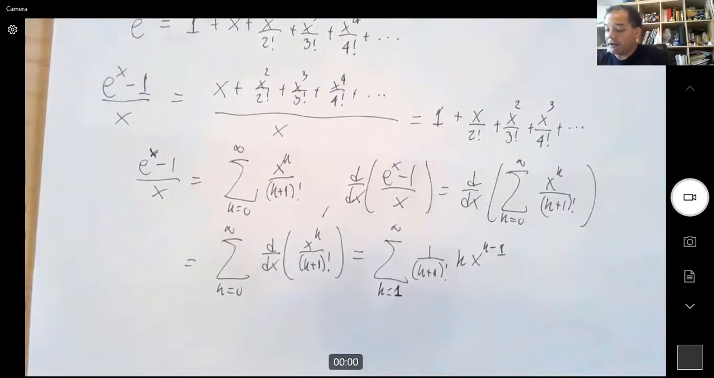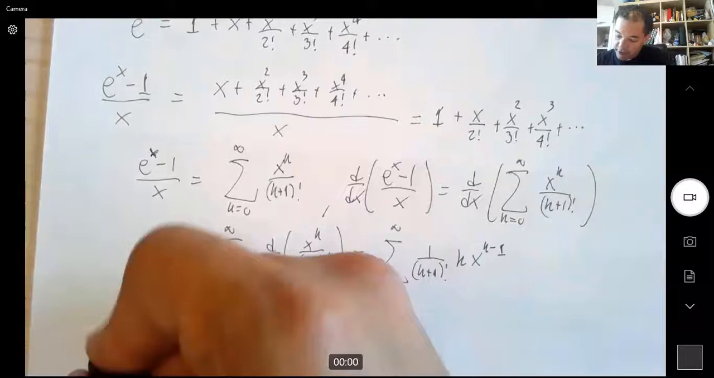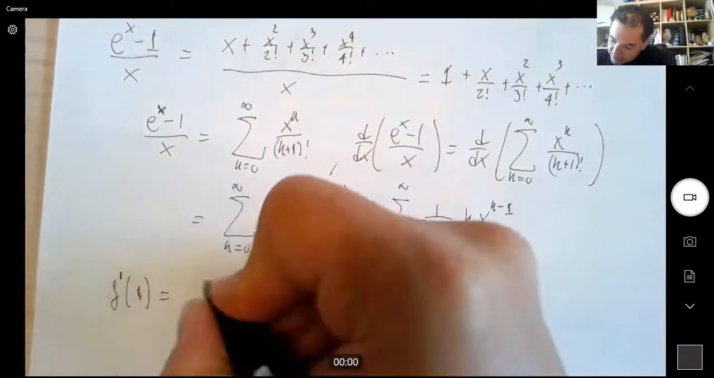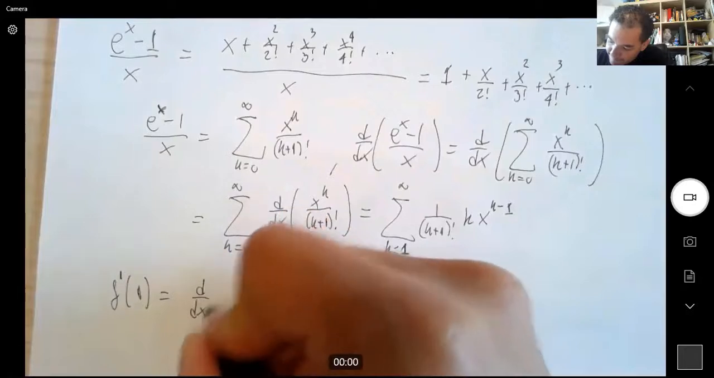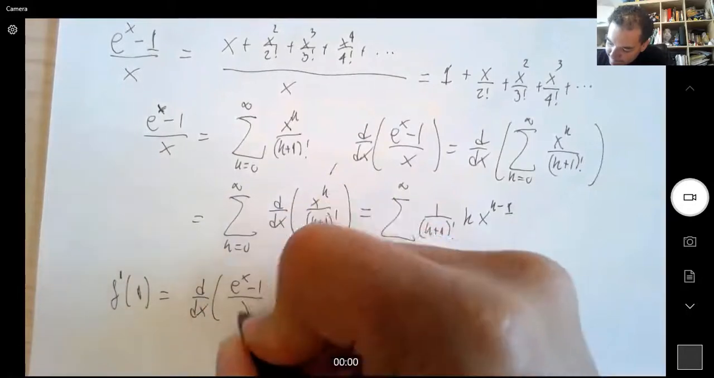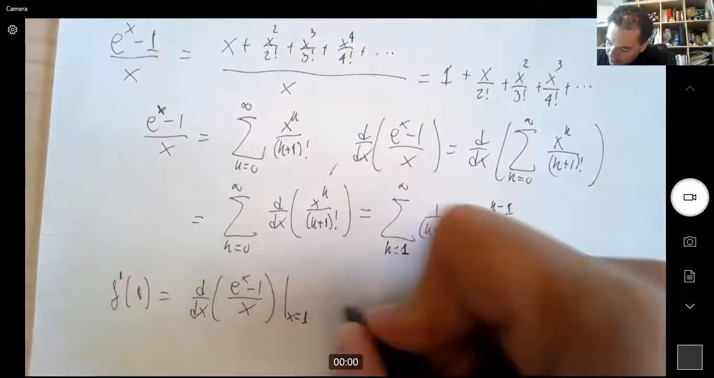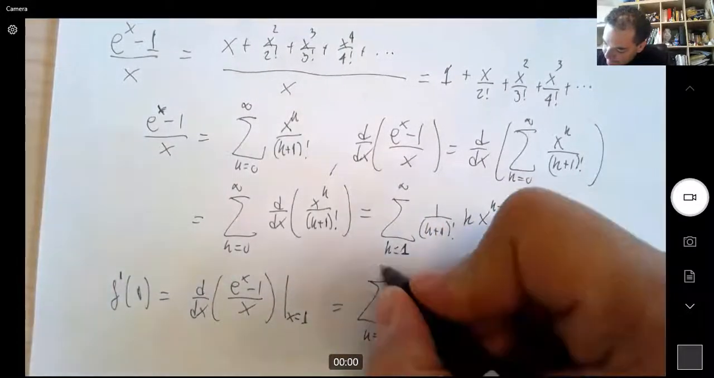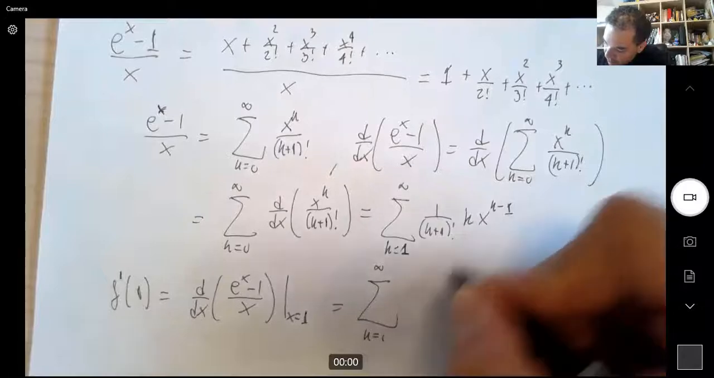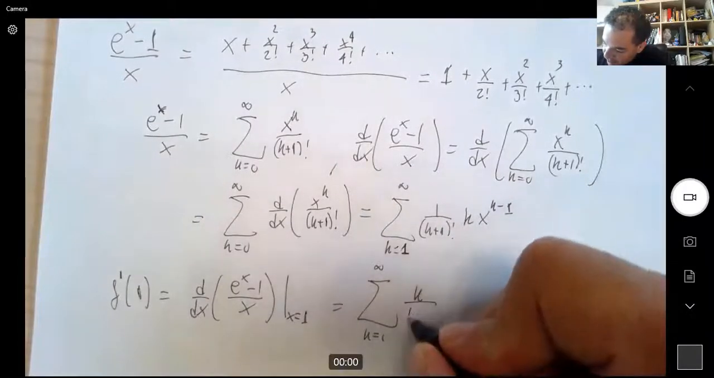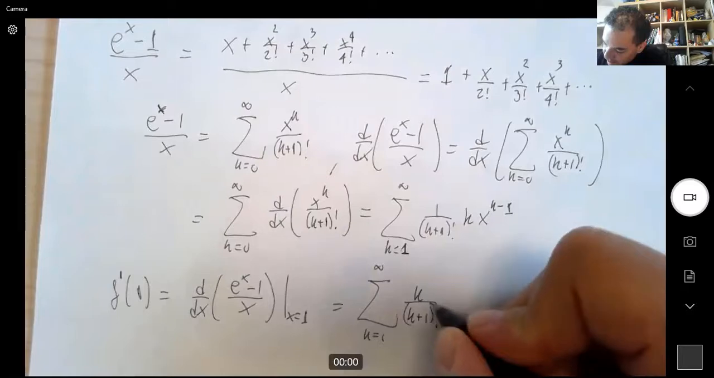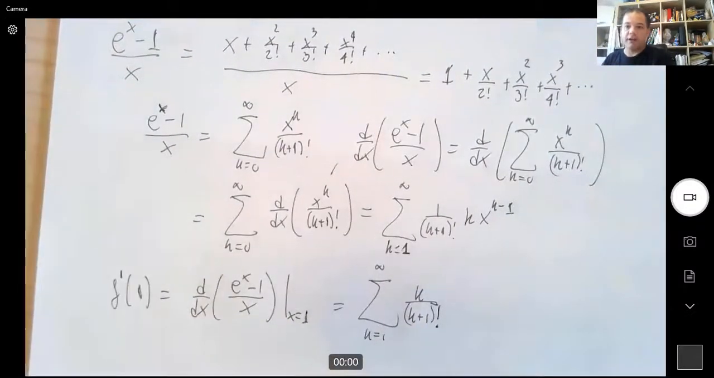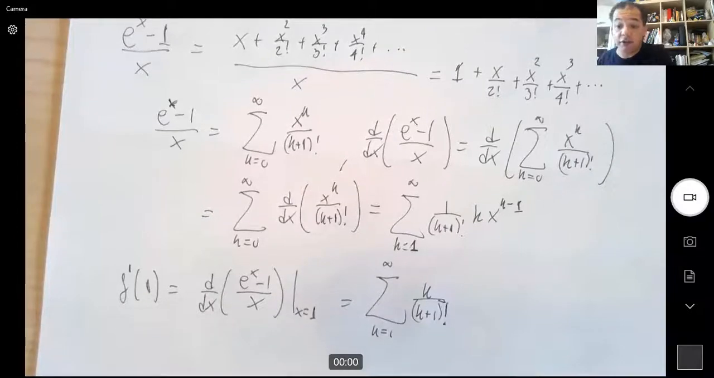And we wanted the derivative at 1, right? So we wanted f prime of 1. So that's this derivative when x is equal to 1. So all I need to do is plug 1 in here. And when I plug 1 in here, I get k over k plus 1 factorial. Right? Okay. All right.